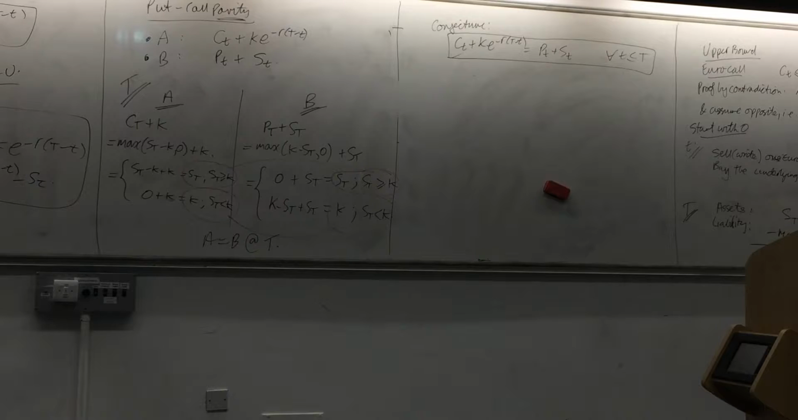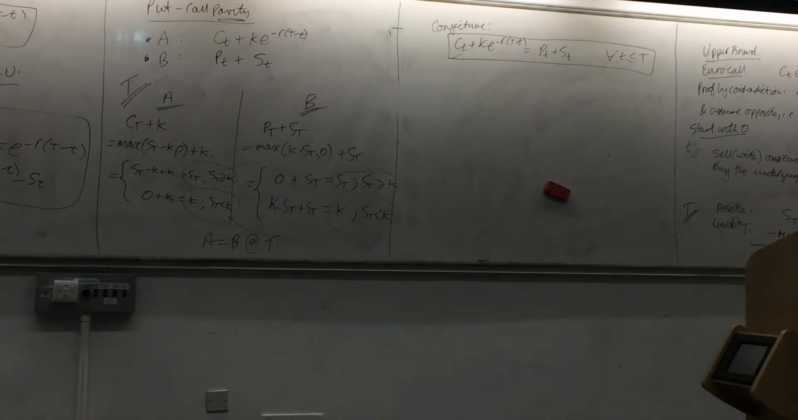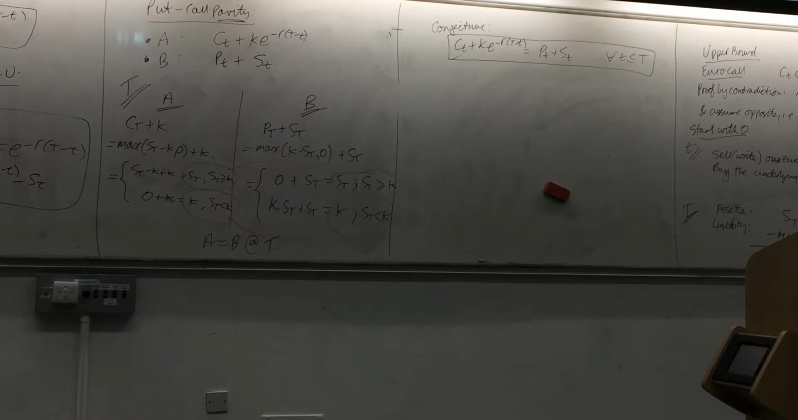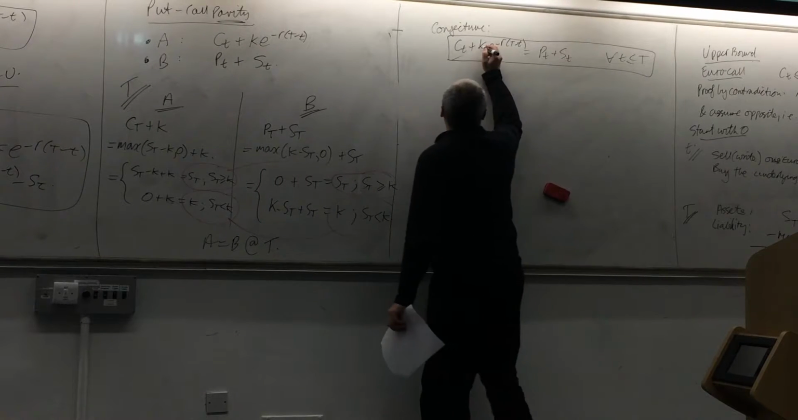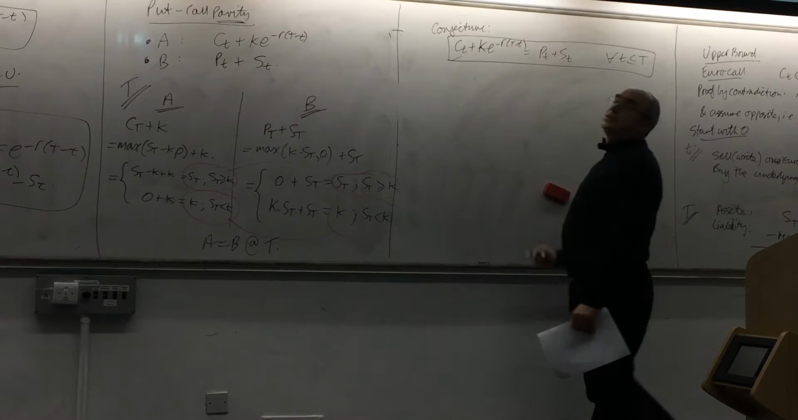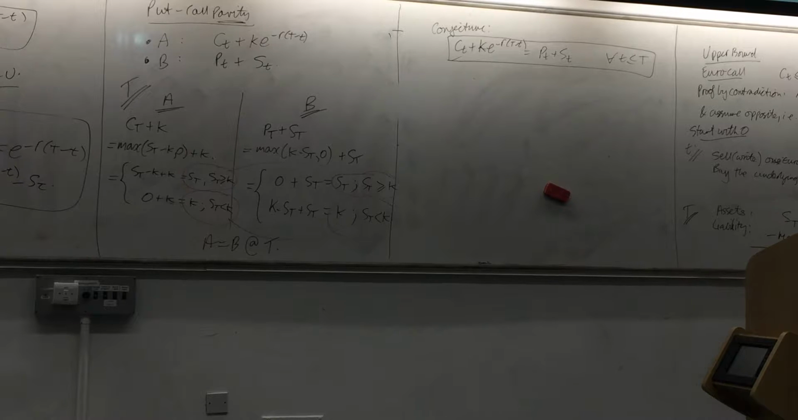Okay, so the conjecture is that the price of the call option plus the discounted strike price from expiry is equal to the value of the put option plus the share value, the underlying asset value. Okay?